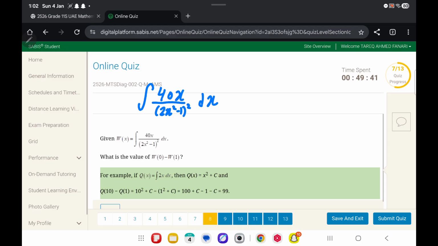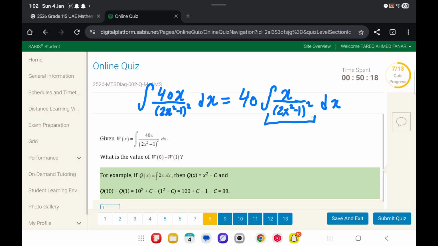Okay, now this is a constant. 40 is a constant, right? Because if you think about it, I can write this as 40 into x over blah blah blah dx. So I can take 40 out. This is 40 times the integral of x over 2x squared minus 1 squared dx. Now, how do we do this?